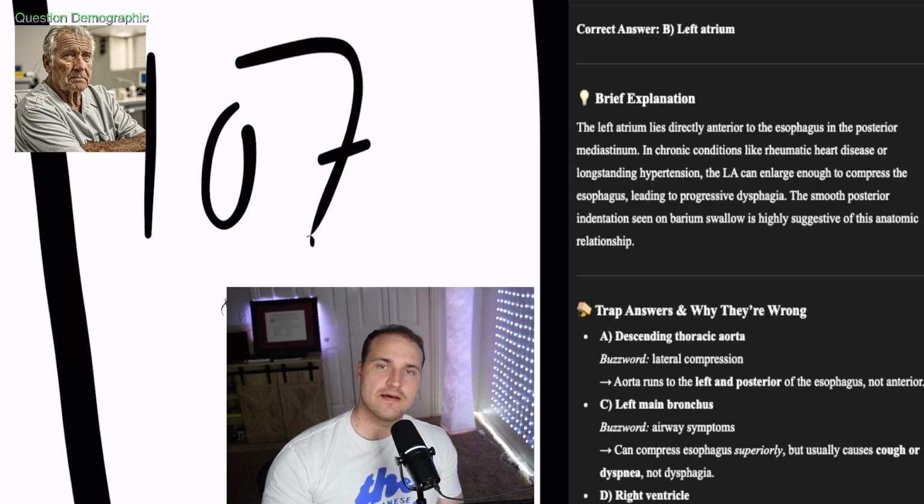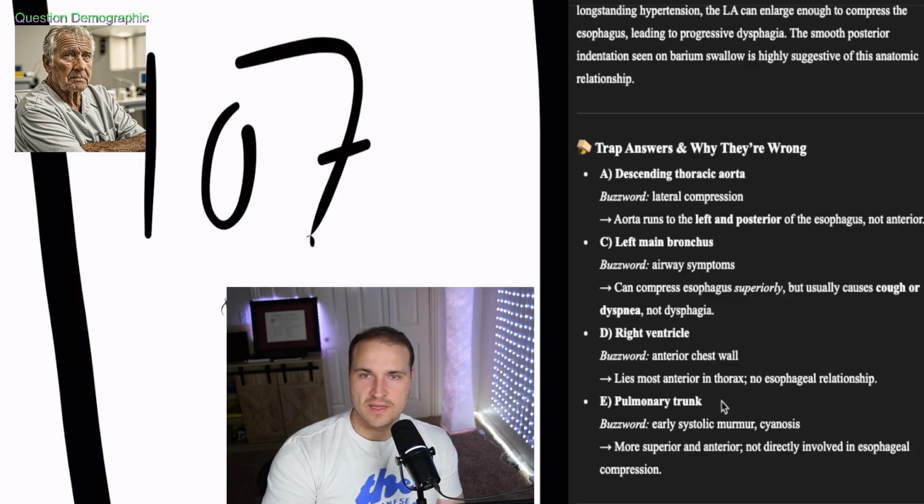and that will cause dysphagia, especially to solids. The left ventricle, that's more inferior and also lateral. The right atrium forms the right heart border. The right ventricle is the most anterior chamber, and the superior vena cava is not adjacent to the esophagus. So the left atrium lies directly anterior to the esophagus and posterior to the mediastinum. So yep, an enlarged heart can make it hard to swallow. That's the main story here. You have to know that it's the left atrium, which sits directly in front of your esophagus.